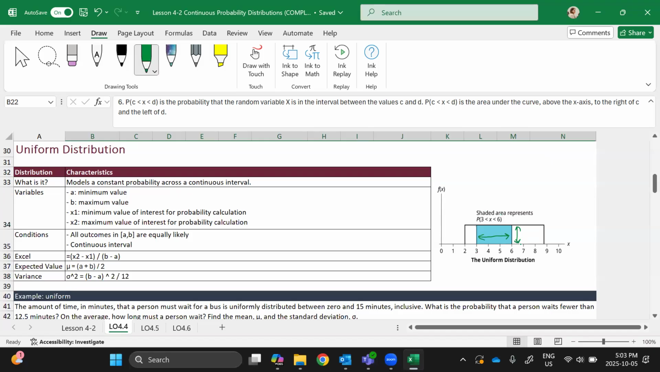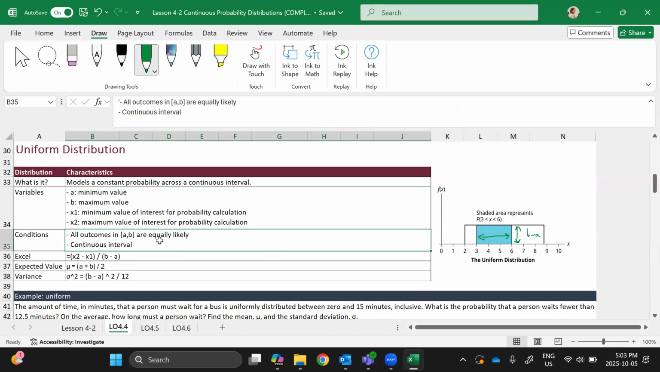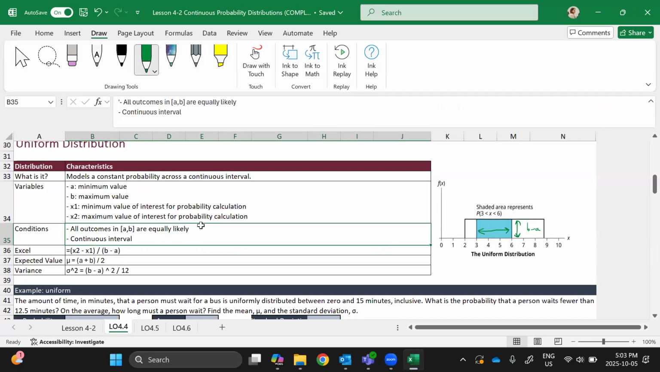For the height, you'll look for the maximum minus the minimum value to break it up. So you'd look at the maximum as far as the rectangle goes to the minimum as far as the rectangle goes. The difference between them will be what we divide by. Some other conditions for the uniform distribution: all outcomes will be equally likely, and it does need to be a continuous variable, not a discrete variable, because otherwise we could just list all the options in a table and we wouldn't need to use the uniform distribution.